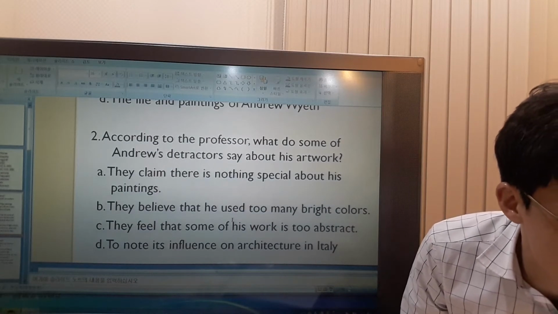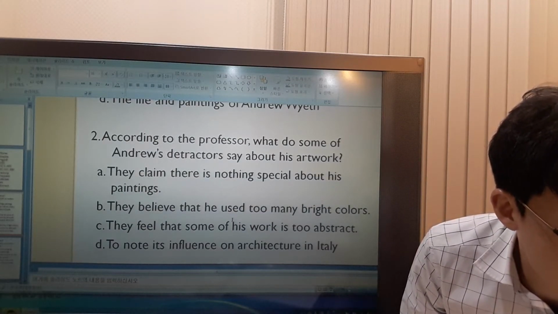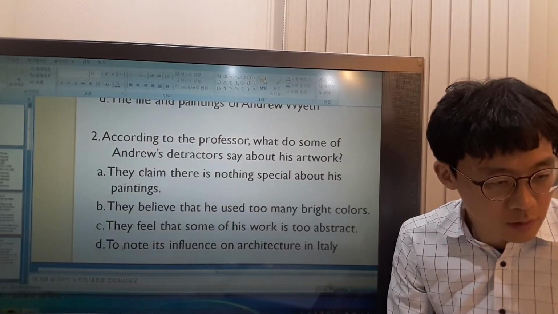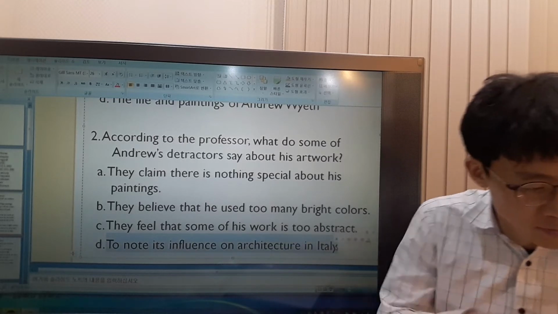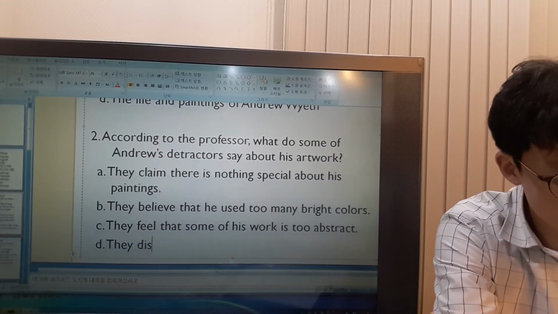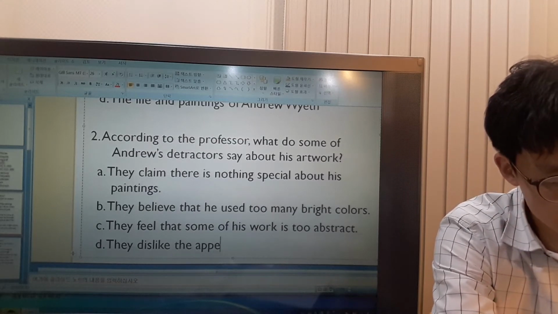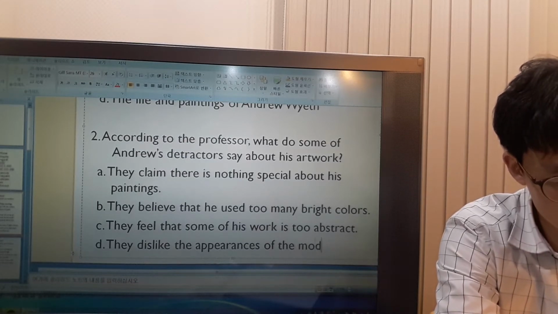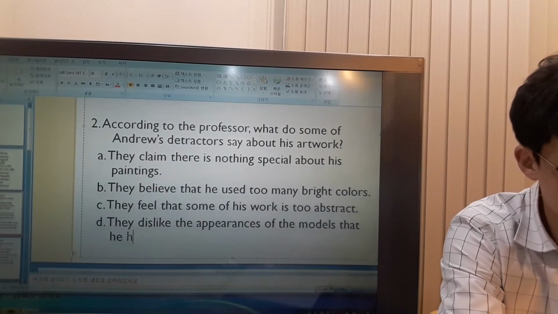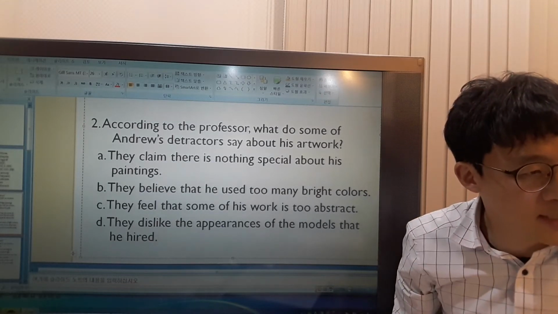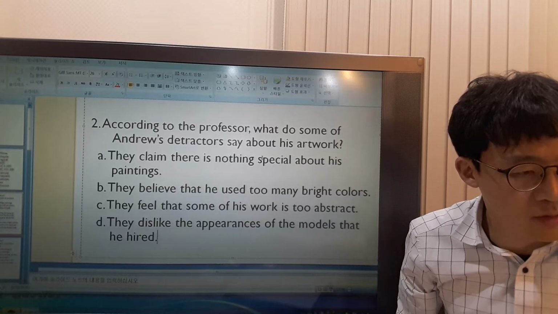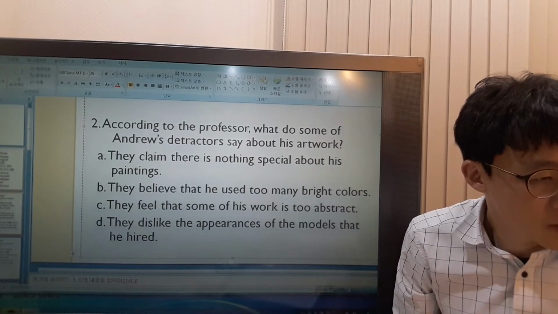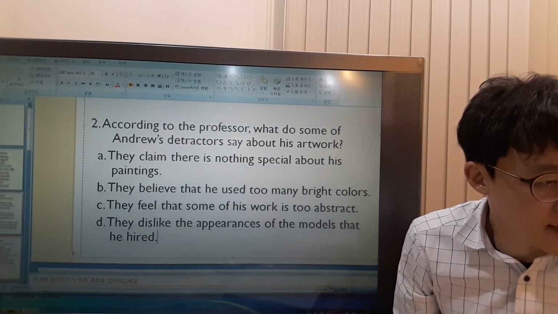D, to note its difference on architecture, no, hold on. This is not the option. I'm sorry, okay? They dislike the appearances of the models that he hired. This is not it, right? So the answer would be A.